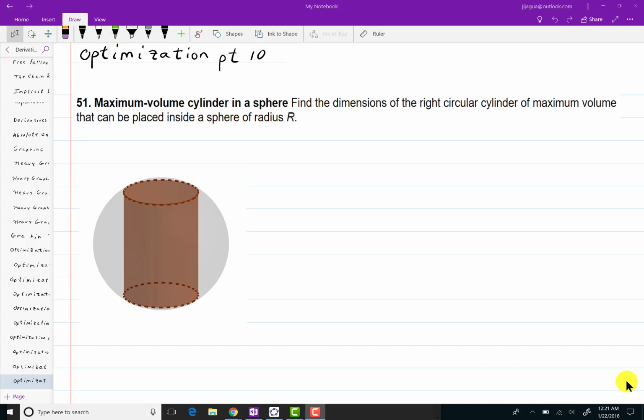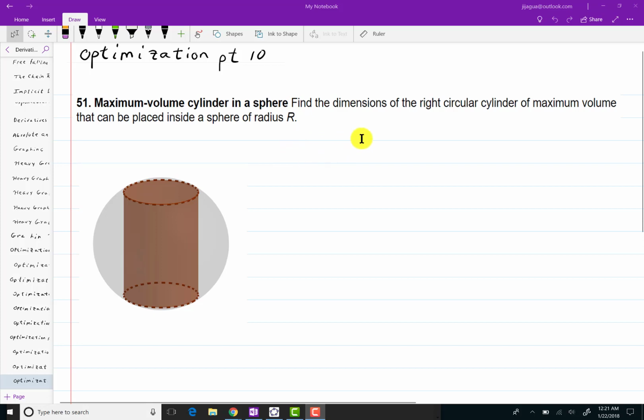This should represent the last of the optimization problems. Here is number 10. This problem is trying to find the maximum volume cylinder that will fit inside of a sphere. It says, find the dimensions of the right circular cylinder of maximum volume that can be placed inside of a sphere of radius r. They don't tell you what r is, but r is a constant.